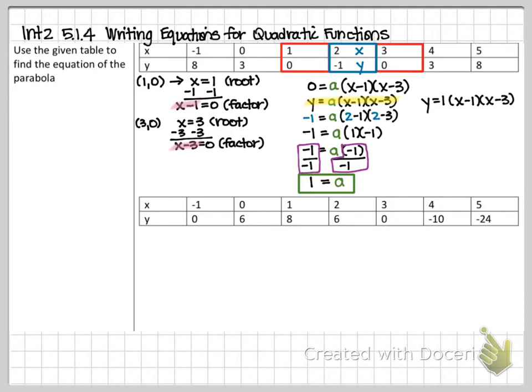Now, if I'm told to leave it in factored form, I would leave it just like that. But I also want to be able to practice getting it in standard form. So this is my factored form answer.